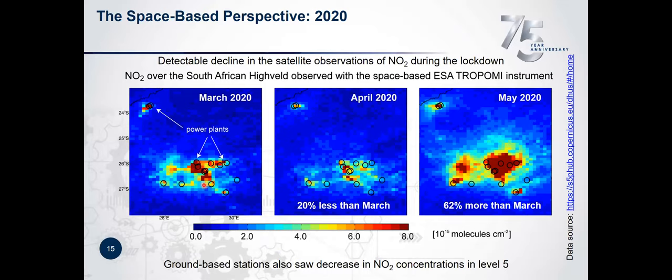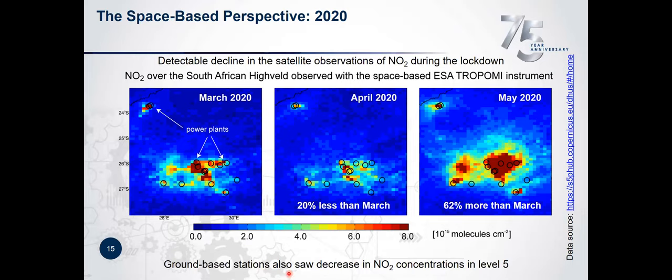Normally, what we would expect is, as we go into our winter, column and ground-based measurements of NO2 would get higher. But what we saw in 2020, different from all the other years, was a decrease in April. This here is now for the domain. We saw it's 20% less than March. All of these circles are the Eskom power stations. And then in May, we started to see a pickup again. And that was very similar to what we saw at the ground-based stations. I won't get into all of it today. I won't show those.